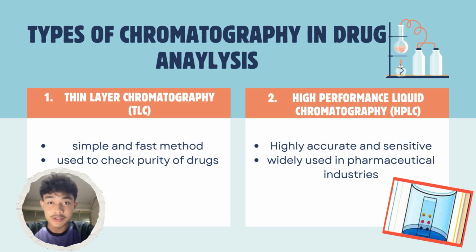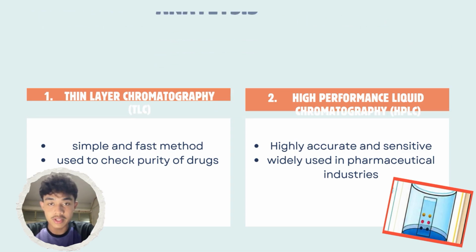The second method is high performance liquid chromatography or HPLC. This is one of the most accurate and sensitive chromatography techniques. It can separate and identify very small amounts of substance, making it highly reliable. Due to its high accuracy, HPLC is widely used in the pharmaceutical industry for quality control and to ensure that medicines are safe and meet the required standards.